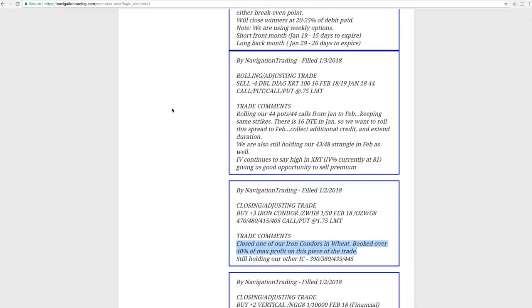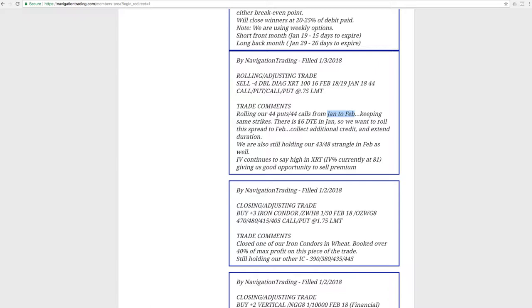Next trade was a rolling adjusting trade in XRT. So we had an adjusted strangle, which ends up being a straddle because it's at the same strike. It's a 44 put, 44 call. So we simply rolled that from January to February. We kept our strikes the same.